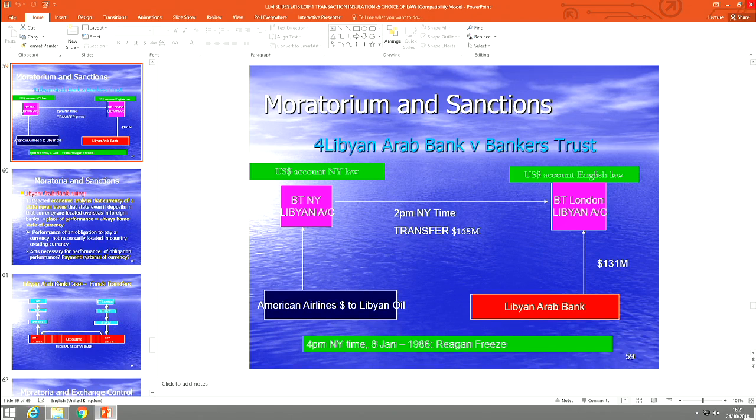Therefore, there was a breach of an obligation under English law for the transfer of $165 million at 2 p.m. New York time. Consequently, English law controlled the right of the Libyan Arab Bank to receive the $165 million at 2 p.m. And since Bankers Trust did not perform that obligation and transfer it to London, Libyan Arab Bank could recover it by way of a claim in damages against Bankers Trust.